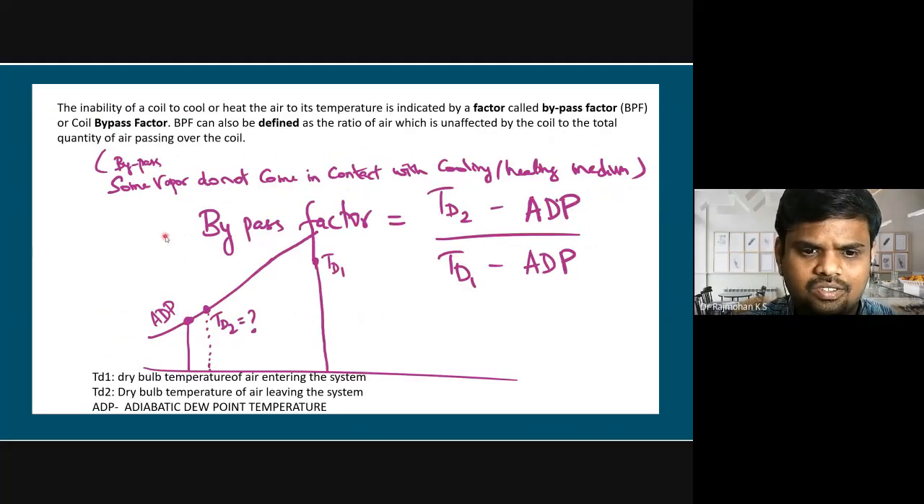So how is the bypass factor determined? There is a formula. We can see that the adiabatic temperature is there. The inability of the coil to cool or heat the air to its temperature is indicated by a factor called the bypass factor. What does it mean?